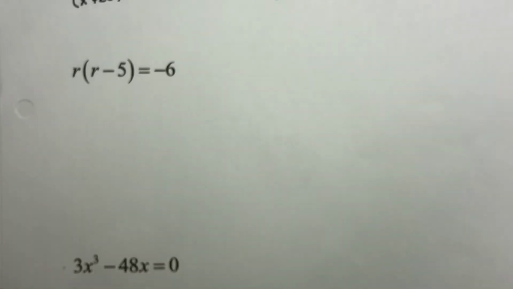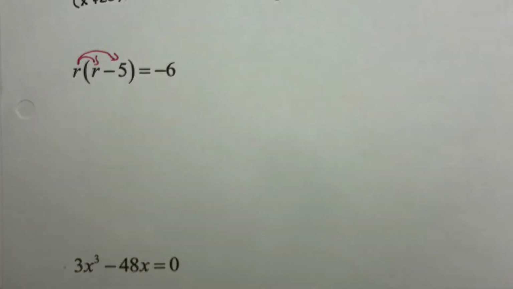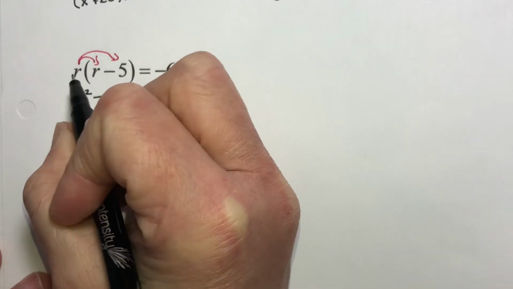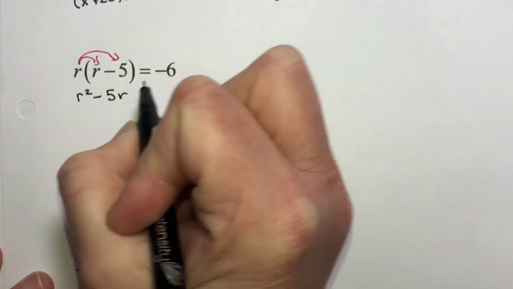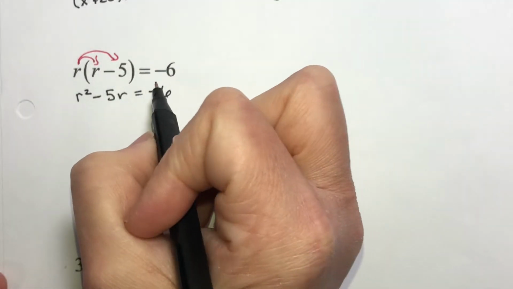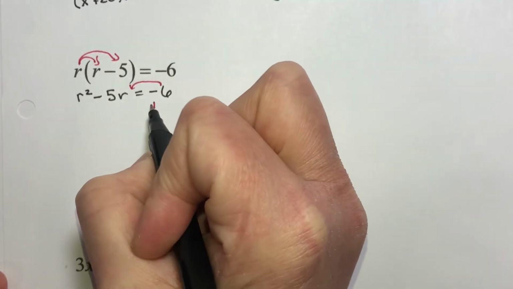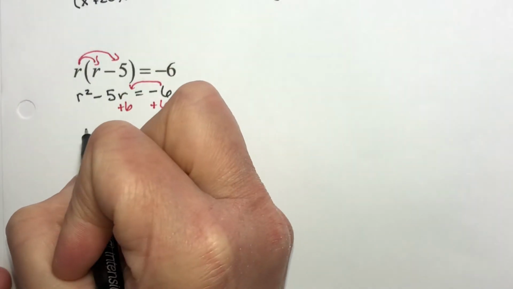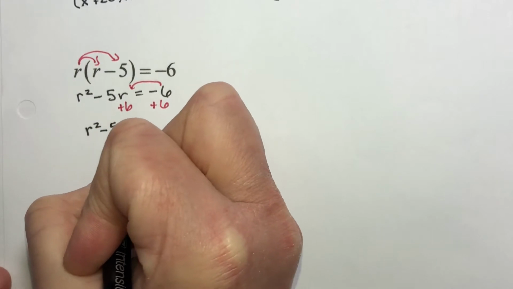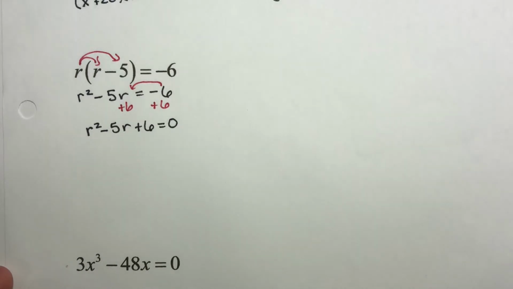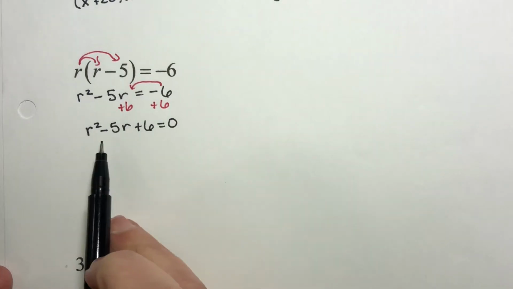So on this one, you need to distribute. We're going to have to distribute and then refactor. R times R is R squared minus R times 5 is 5R equals -6. Now move this over to here by adding 6 to both sides. And we get R squared minus 5R plus 6 equal to 0. Now we need to factor this.